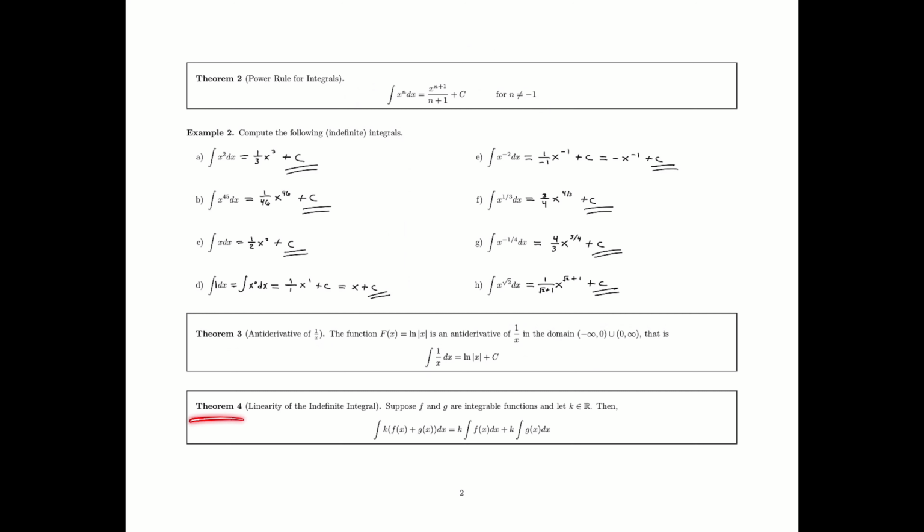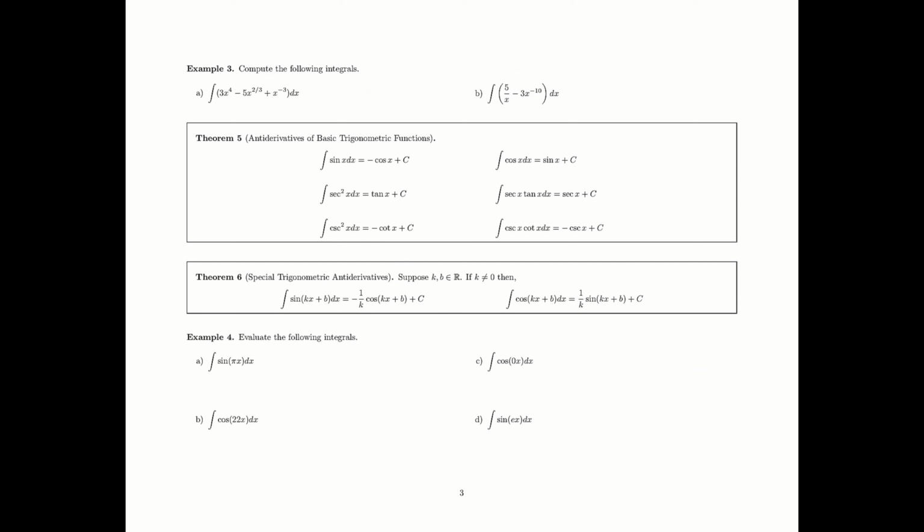Another theorem here says that you can distribute the integral exactly like you would with a derivative. So you can do, the integral of two things added together is the two integrals added together. If you have a constant, you can factor the constant out front. Okay? So let's take a look at these integrals.